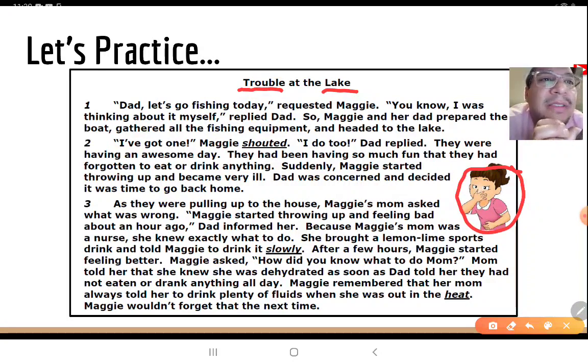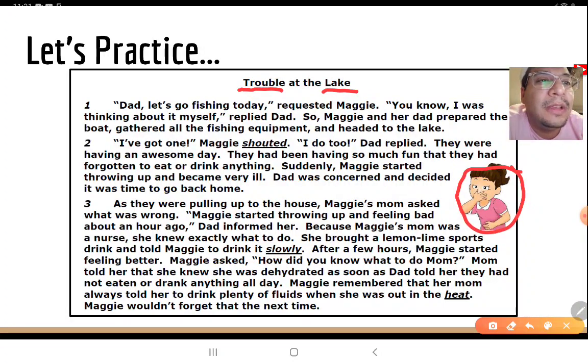They were having an awesome day. They had been having so much fun that they had forgotten to eat or drink anything. Suddenly Maggie started throwing up and became very ill. Dad was concerned and decided it was time to go back home.